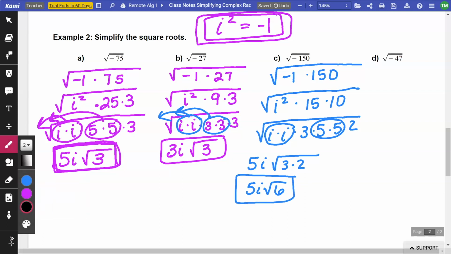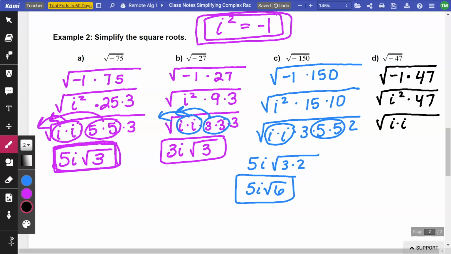For part D, we're going to have negative 1 times 47. We're going to replace that negative 1 with i squared. i squared is really i times i, and then 47 can't be broken down. It's a prime number. So all we're bringing out front of the radical is i, and we're left with i root 47. That's our final answer. And that's all for today.